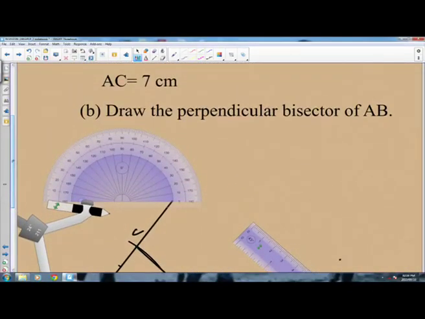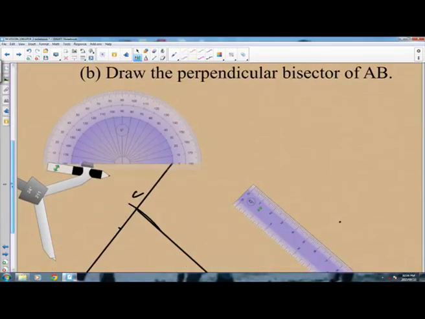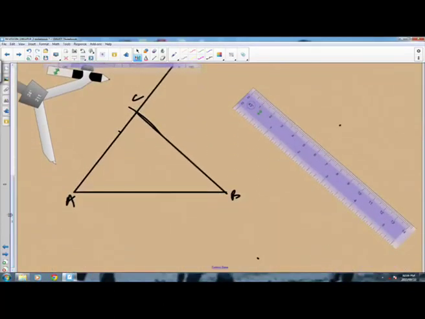Part B says you are to draw the perpendicular bisector of AB. So you are to draw the perpendicular bisector of line AB. So it's an issue of bisecting line AB. So how do you bisect a line?